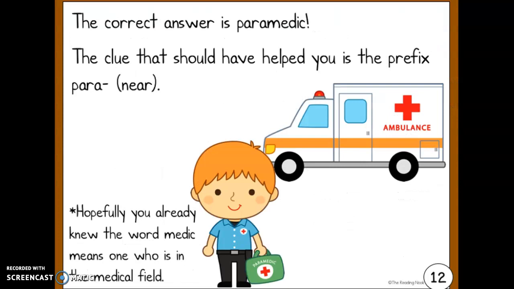Okay, you should have found that the correct answer is paramedic. The clue that should have helped you is that the prefix para means near. Hopefully you already knew that the word medic means one who is in the medical field. If you didn't already know the word medic, then you might have had to look that word up when you're trying to figure out unknown words. You might have had to look at that base word medic to try to figure that one out.